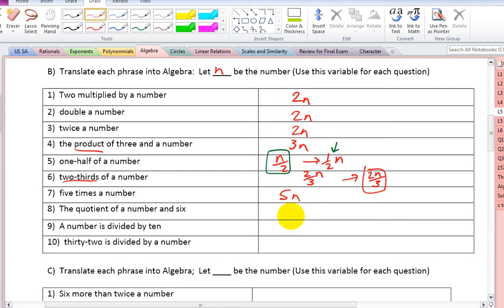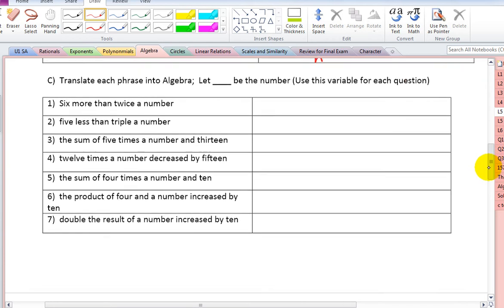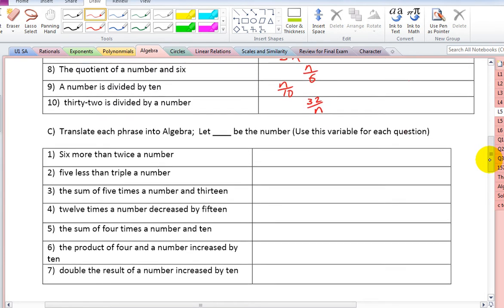Number 8. Good. N divided by 6. Number 9. Sander? Good. N over 10. Number 10. Emma? Good. Which one? 32 is divided, so it's 32 over n. Okay? Good.